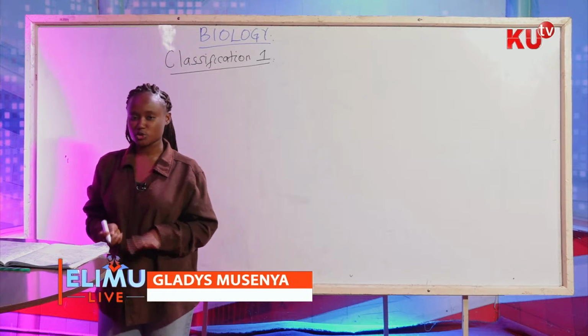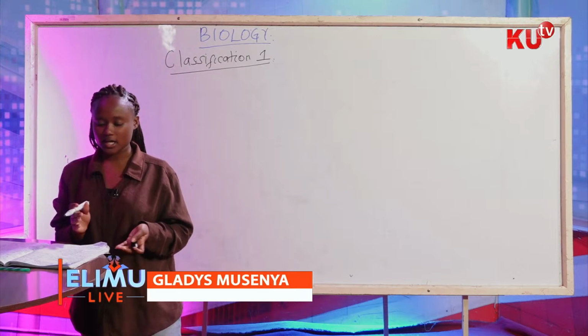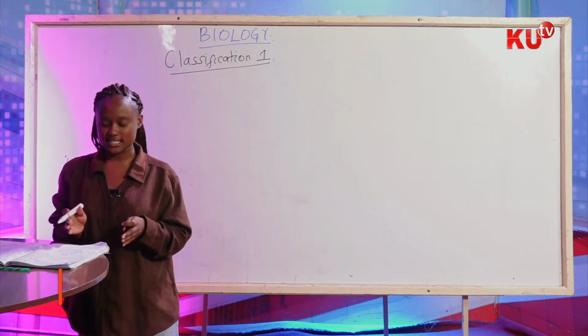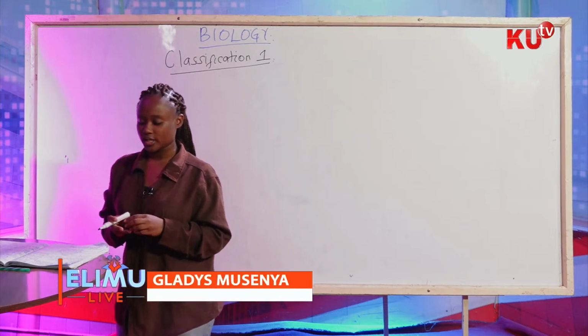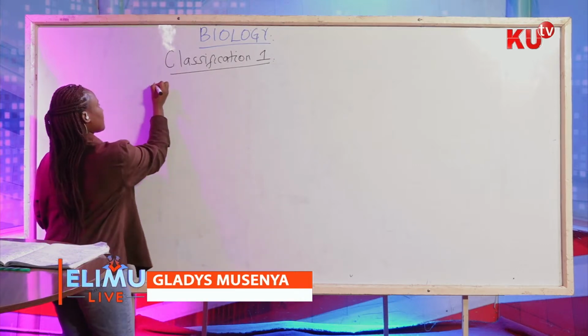Introduction to classification 1 of biology. So what is classification and why should organisms be classified? Classification is putting organisms into groups.